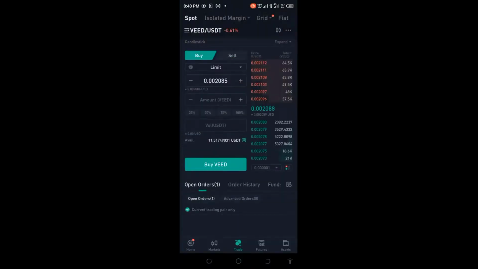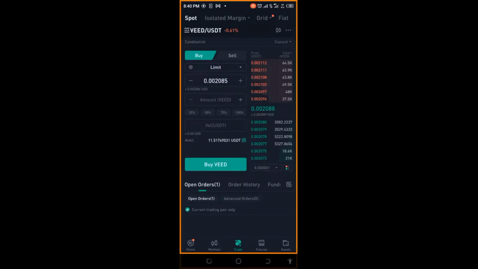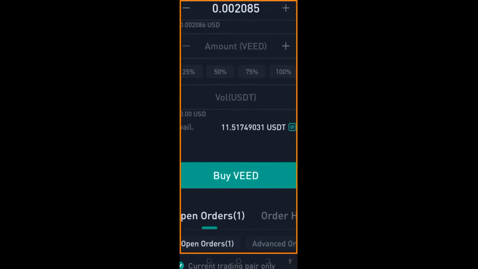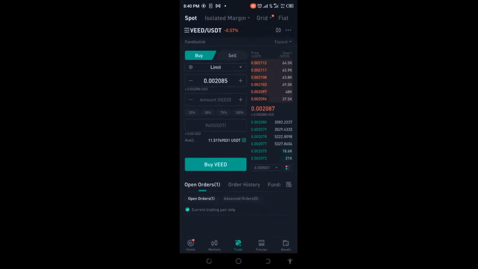Okay, so I've put in my verifications, and let's see how it went. We have 11.51. Actually, we should have gotten more, but as you can see, the price has been fluctuating up and down. We were able to sell it at 0.002085. Now it changed to 87. It will keep on going up and down.